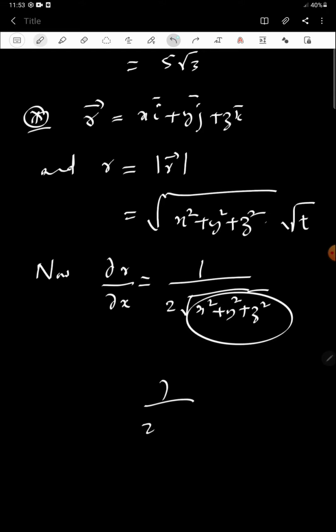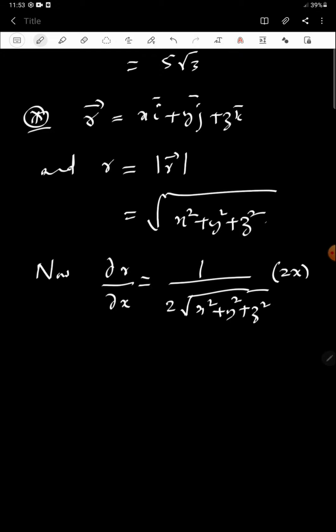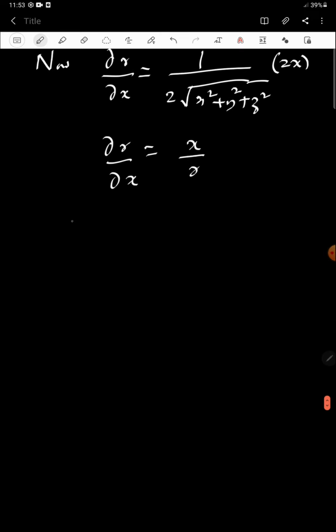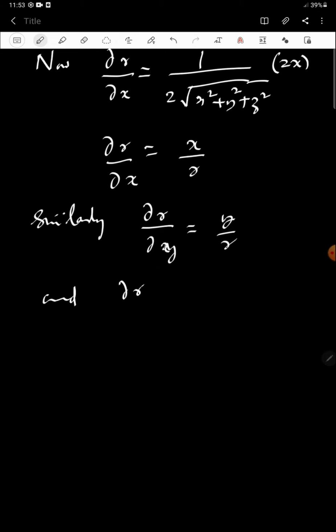So I have written 1 by 2 root t, but for that t inside I have to write the derivative. So I'll write the derivative now of x square plus y square plus z square with respect to x, that is only 2x plus 0 plus 0. So finally it is nothing but x by r. So keep in mind from here onwards, whenever dou r by dou x comes, I'll be able to use x by r. Similarly, dou r by dou y is equal to y by r, and dou r by dou z is equal to z by r.